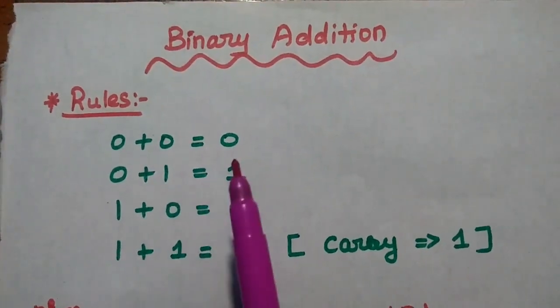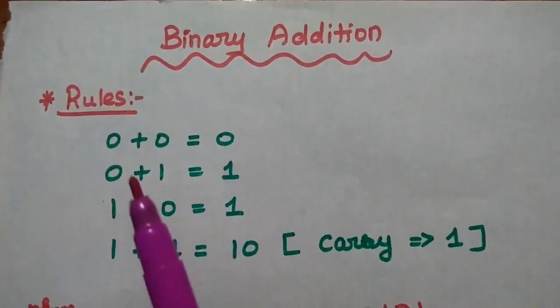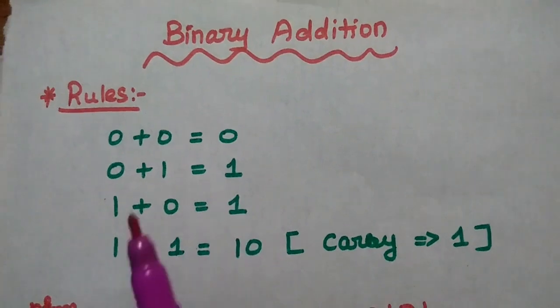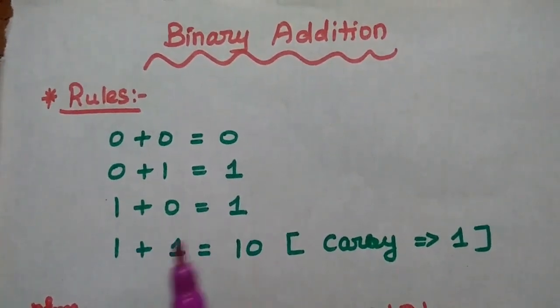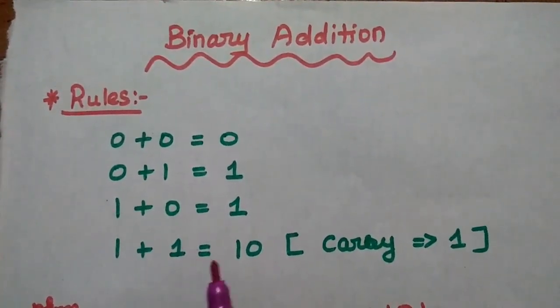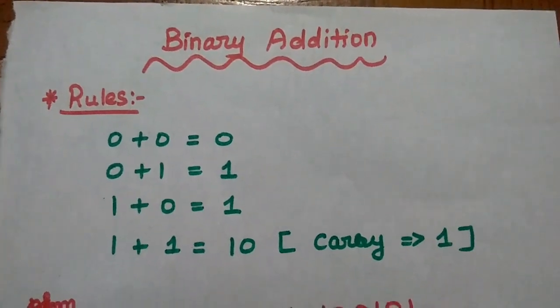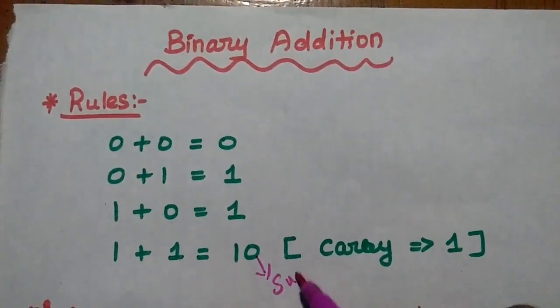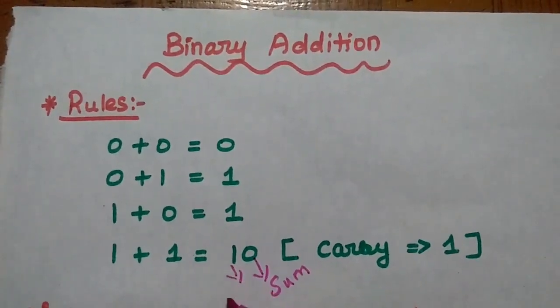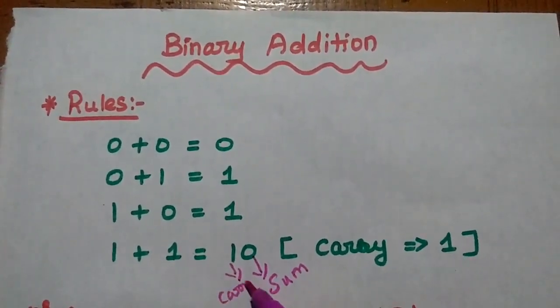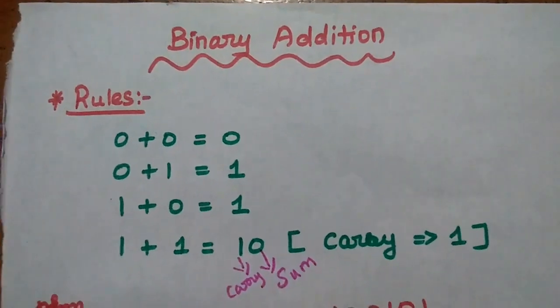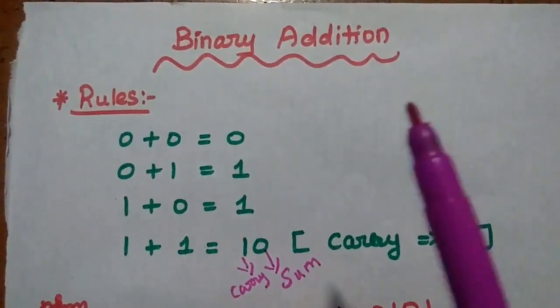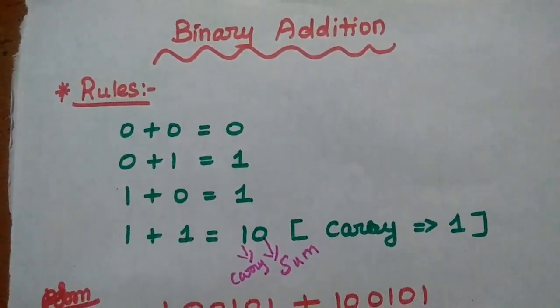0 plus 0 is equal to 0. 0 plus 1 is equal to 1. 1 plus 0 is equal to 1. 1 plus 1 is equal to 10, where here the 0 represents the sum value and 1 represents the carry value. So we are going to perform binary addition using these 4 rules.